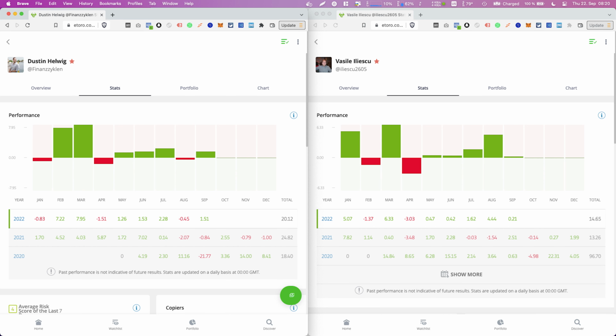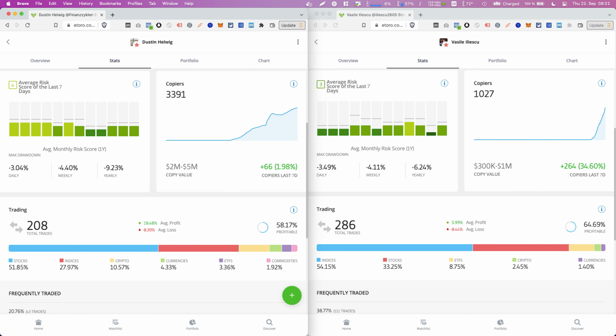Starting with their overall performance, we can see that while the search result shows around 20% for both of them for the last 12-month period, Finanzzyklen on the left side clearly has on average a higher return compared to the portfolio on the right, with the exception of 2020, during which the portfolio on the right with the username I cannot pronounce performed much better. Moving further down, we can take a quick look at the drawdowns of both portfolios on the left and the risk score development. And while Finanzzyklen so far offers apparently the better performance, his risk score and weekly and yearly historical drawdown is also on average a bit higher.